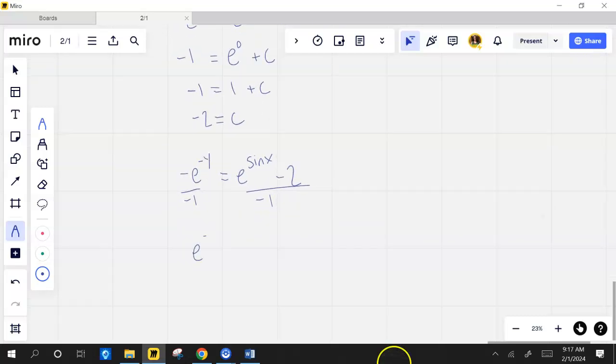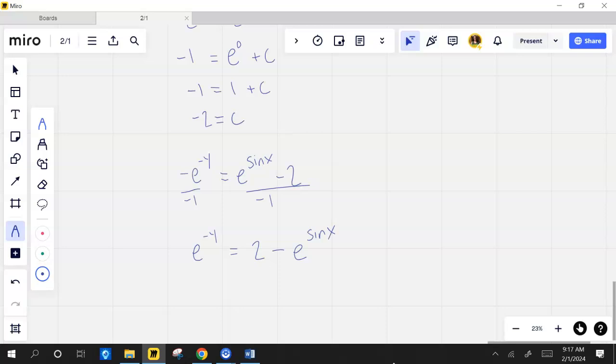All right, so e to the negative y equals, and I'm going to flip this order up again just because I hate to start out with a negative. It's not wrong if you put negative e plus 2. I just don't like it.